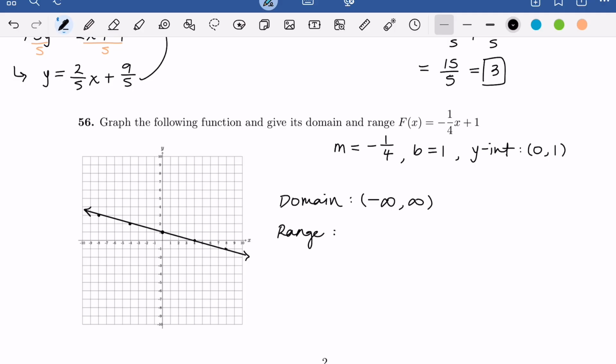Then our range is going to be the set of all of our output values. And just like we saw with the domain, since we're continuing on in this direction and this direction, all of our y values are going to get bigger and bigger over here and smaller in this direction over here, since we continue on forever in both directions. So our range is also going to be all real numbers in this example as well.